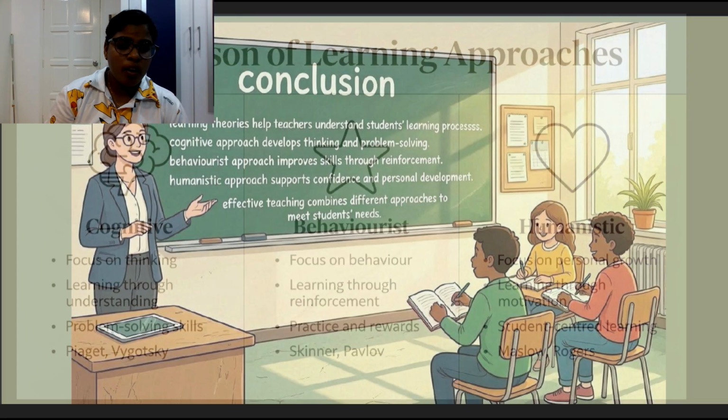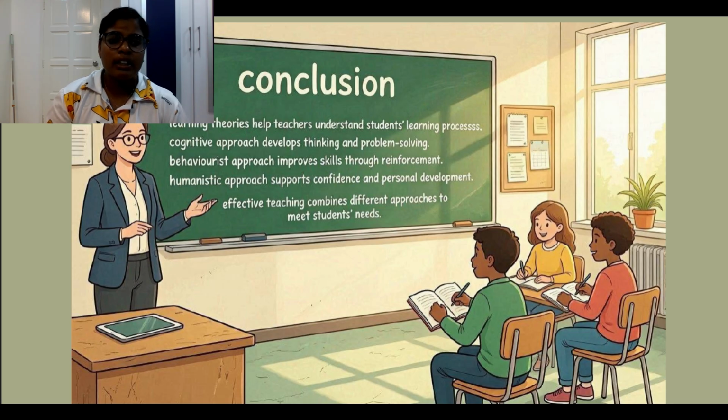In conclusion, all three learning theories play an important role in education. Cognitive learning theory teaches students how to think critically and solve problems. Behaviorist learning helps students develop good habits, master basic skills, and follow classroom expectations through reinforcement. And humanistic learning reminds us that students are individuals with emotions, personal goals, and unique abilities that should be respected and supported. Thank you very much for listening to my presentation.